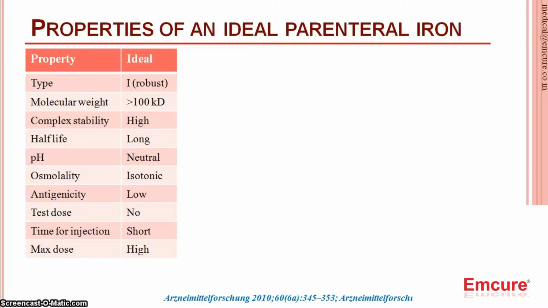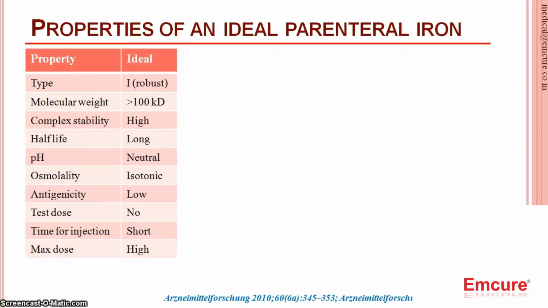ideal parenteral iron? Well, it should be type 1, which is robust in size. Its molecular weight needs to be more than 1100 kilodalton. The complex needs to be stable. Its half-life needs to be long. pH should be neutral to the body fluid. It should be isotonic to our body fluid. It should have low antigenicity. Henceforth, no test dose is required.